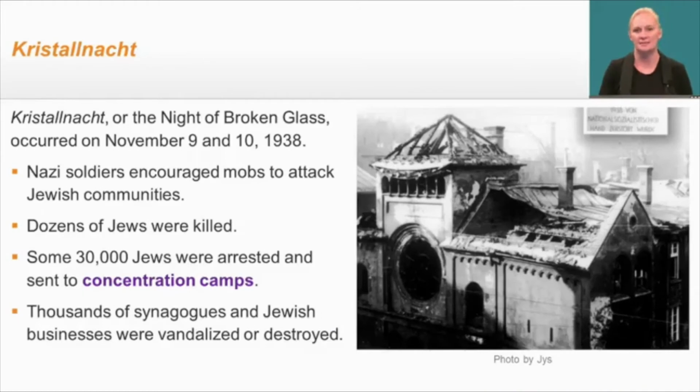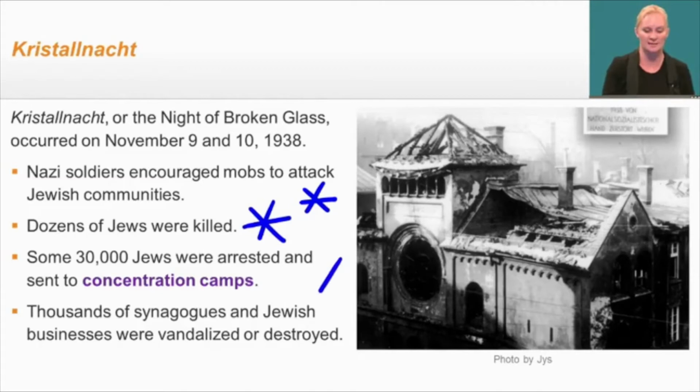German anti-Semitism hit one of its first heights with Kristallnacht. Kristallnacht, or the Night of Broken Glass, occurred on November 9th and 10th in 1938. Nazi soldiers encouraged mobs to attack Jewish communities. Remember that all the Jewish people were being forced to live in close proximity to one another. Dozens of Jews were killed, and some 30,000 Jews were arrested and sent to concentration camps or German work camps.